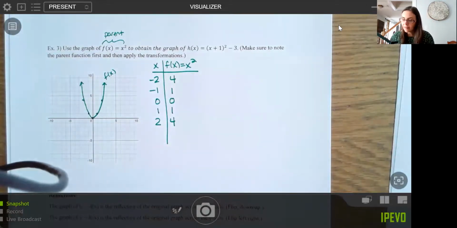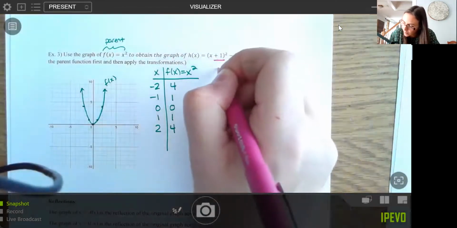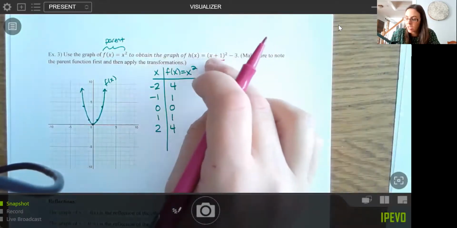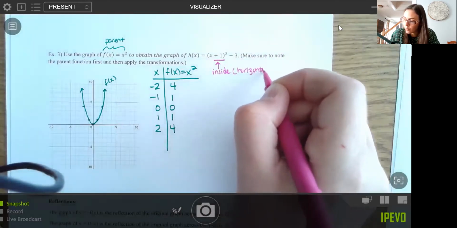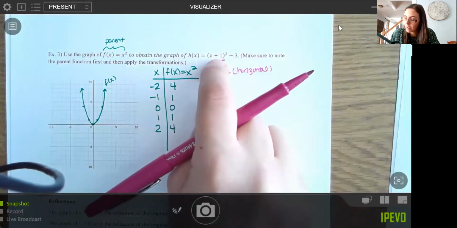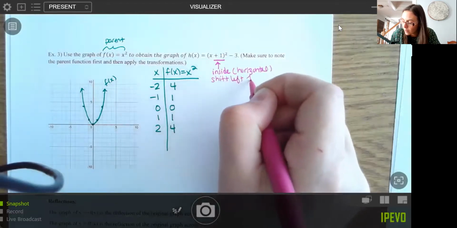Now, here I have two changes, but they're both addition and subtraction changes. So I have this +1 here. Notice that that is inside, right? An inside change is always going to be some sort of horizontal change, a left-right movement. And if it's a +1, you can go to the page before if you need to double check. This is going to be a shift left 1 unit.